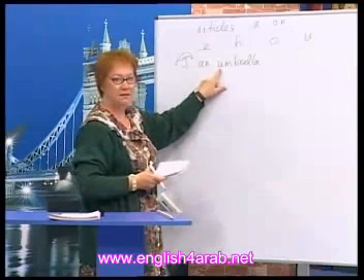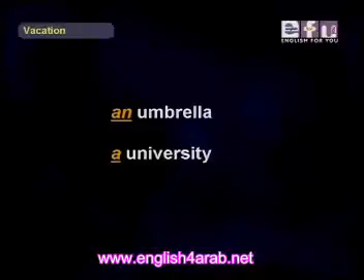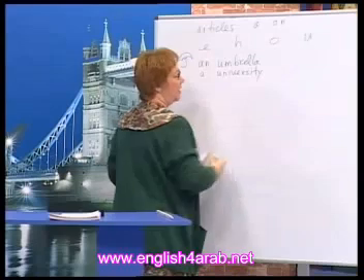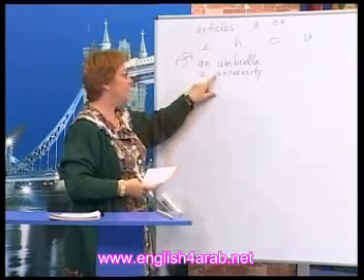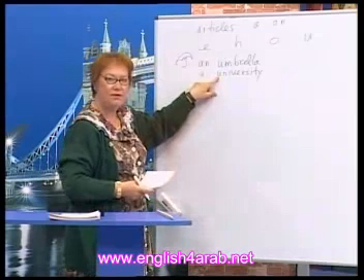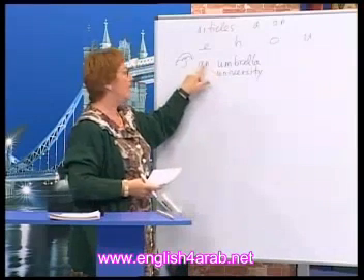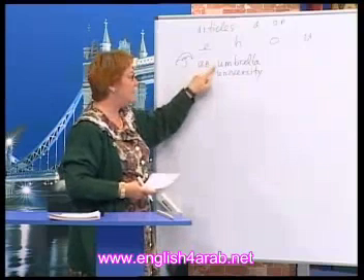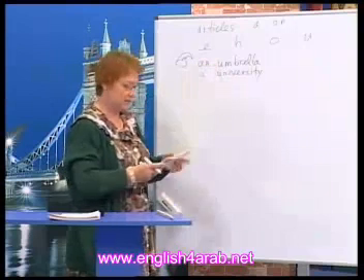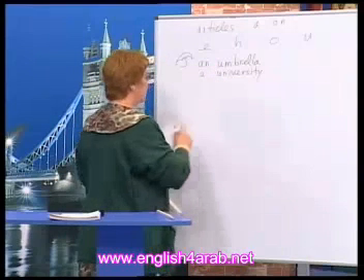Because it's a vowel sound. Now, another one is a university. A university. But listen to the difference in sounds. A university. U. Okay? A university. An umbrella. Okay? So the sound of the vowel is very important. Okay, here are some other examples.